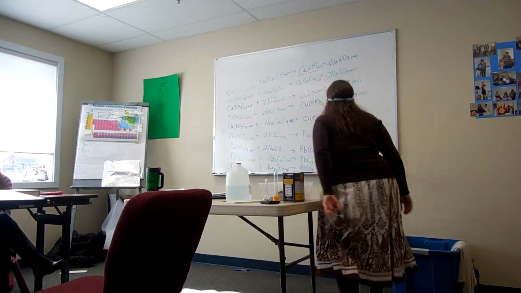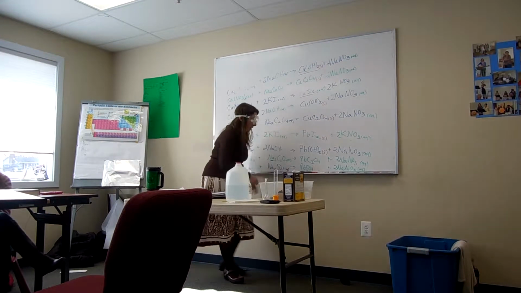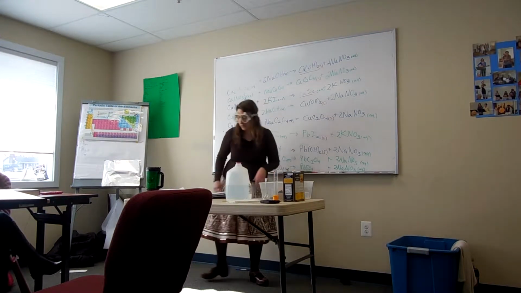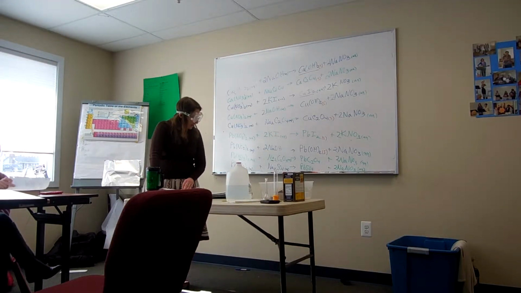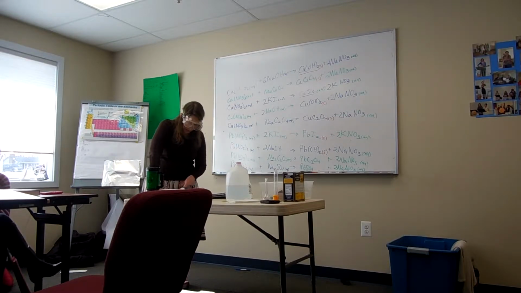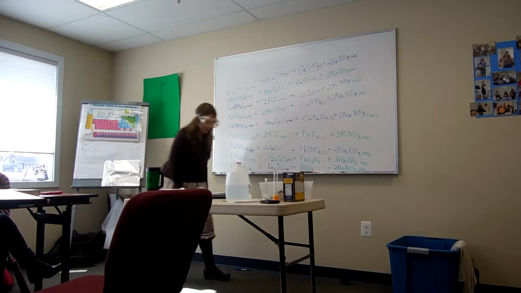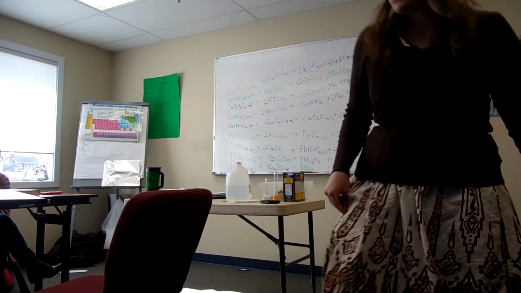Next, we've got lead nitrate and sodium sulfate. So, lead sulfate. Consult your rules and see. We know the sodium nitrate's not going to precipitate, but what about lead sulfate? Read Rule 5. All sulfates are soluble except lead, strontium, and barium. So, looks like probably a precipitate.